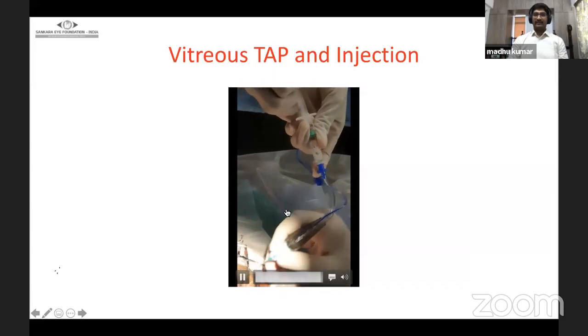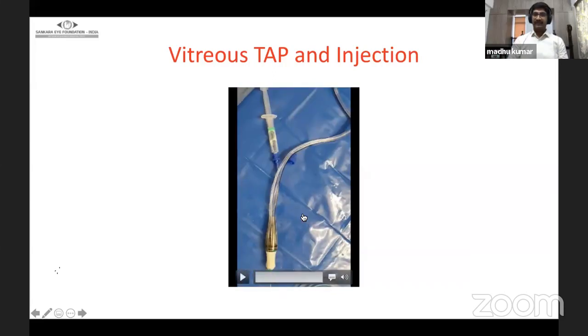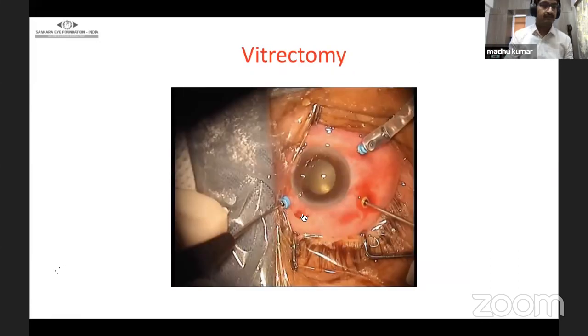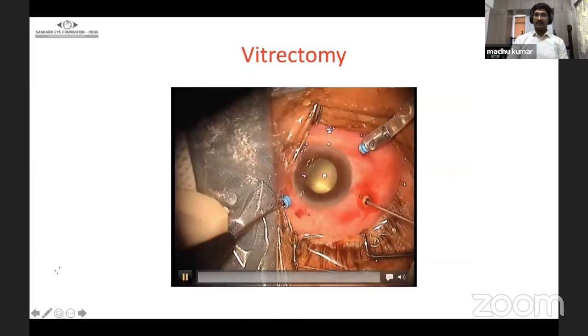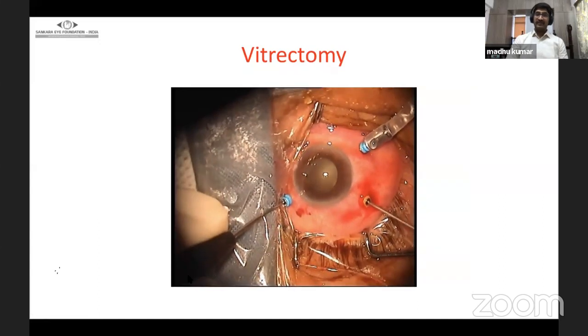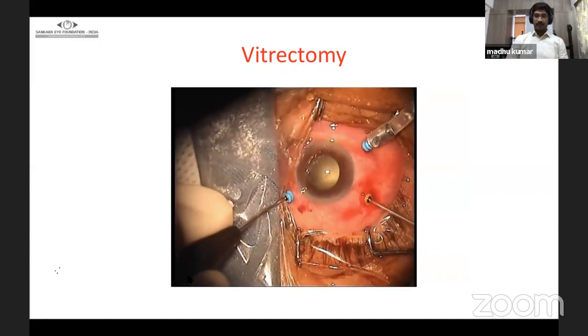So this is how you collect the vitreous sample, and then through the same port, you can inject the intravitreal drugs. Endophthalmitis following vitrectomy is not very rare. We do come across endophthalmitis, and this is one such case where following an injection of Ozurdex, we had an endophthalmitis 3 days post-op.